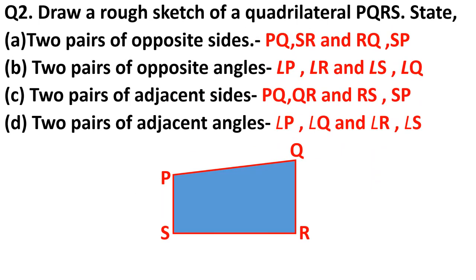Now see question number 2. Draw a rough sketch of a quadrilateral PQRS. State two pairs of opposite sides. In this, the two pairs of opposite sides are PQ and SR. This is one pair. The second pair is RQ and SP. This is the other pair.